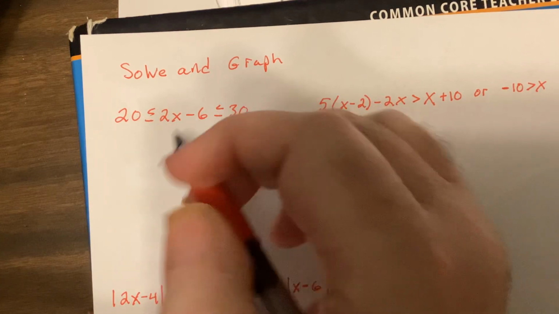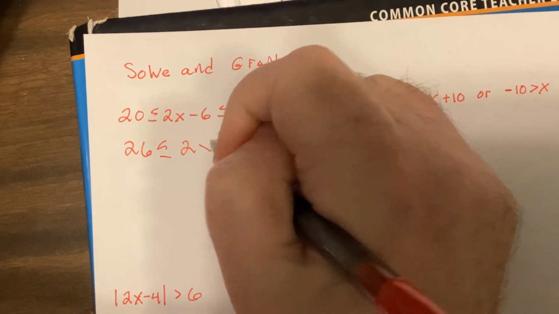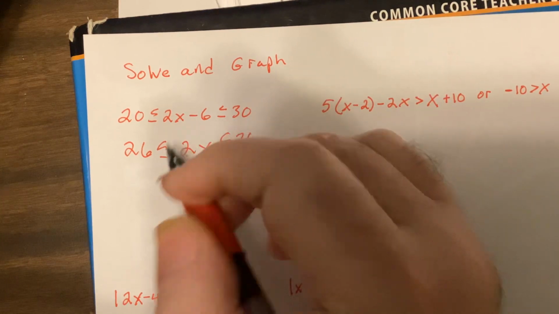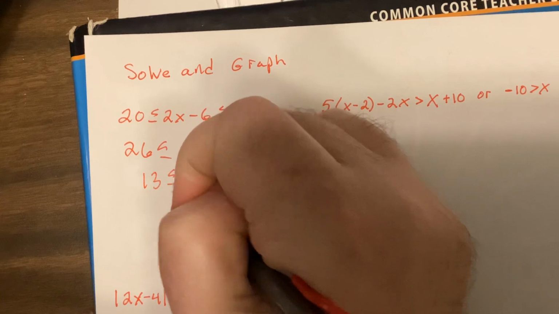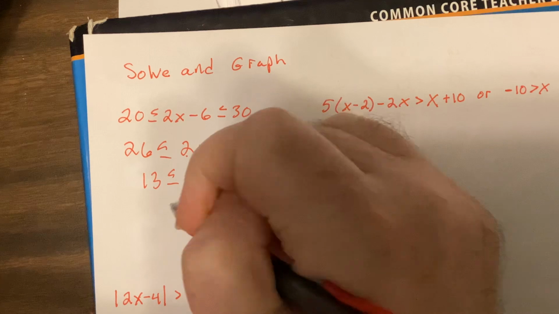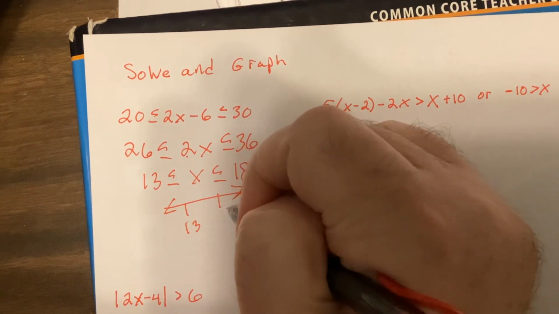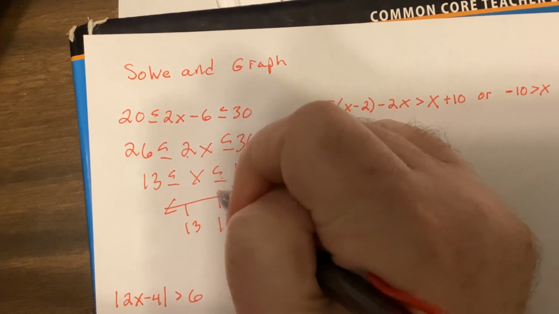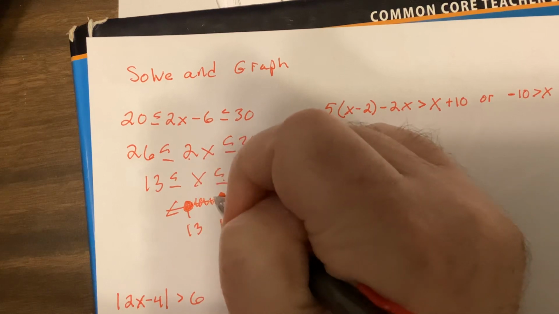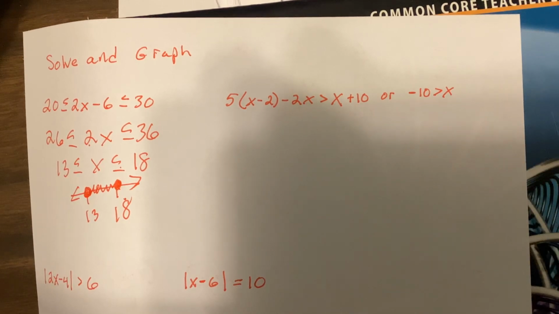So add 6, so it'd be 2x less than or equal to 36. Divide everything by 2, so it's 13 less than or equal to x, less than or equal to 18. So it's everything between 13 and 18. There's equals, so it's solid dot, solid dot. Whee! Okay, now do this one, then turn me back on.